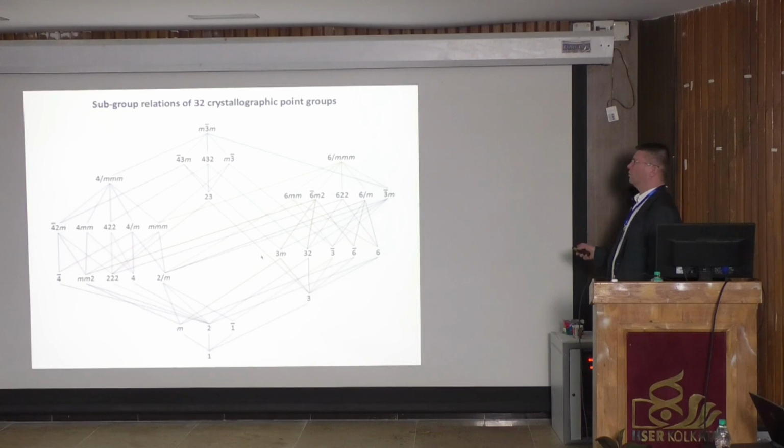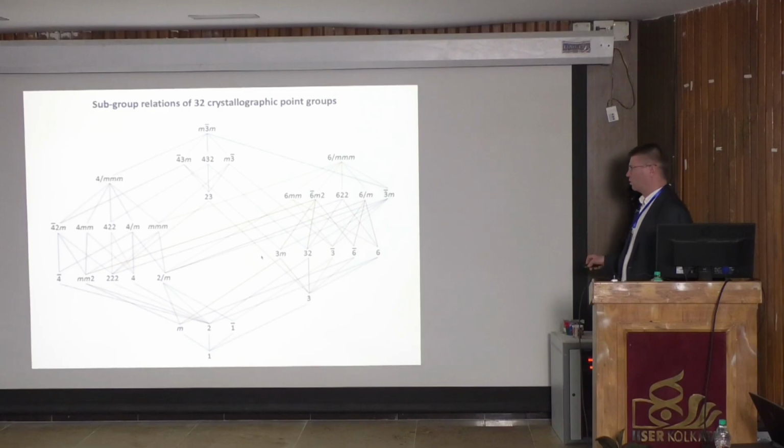And now, if you take all these 32 crystallographic point groups which are possible, and these are now joined together with the possible symmetry elements which can exist in there, you will come up with a graph like this. So this in principle is the same as you saw earlier.